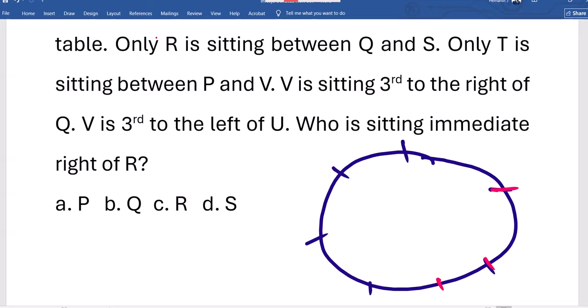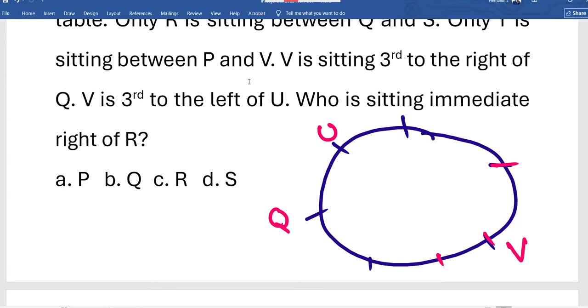The person who is in more discussion, if we connect that person first, then things will be a bit simplified. Now here, R and Q, I think, are more in discussion. V is sitting third to the right of Q. Let's say Q is here. First right, second right, third right. V is here. Then V is third to the left of U. U first left, second left, third left. U must be here.